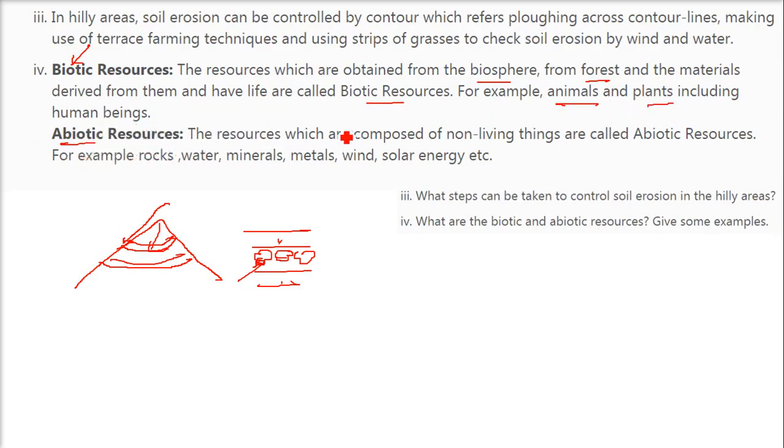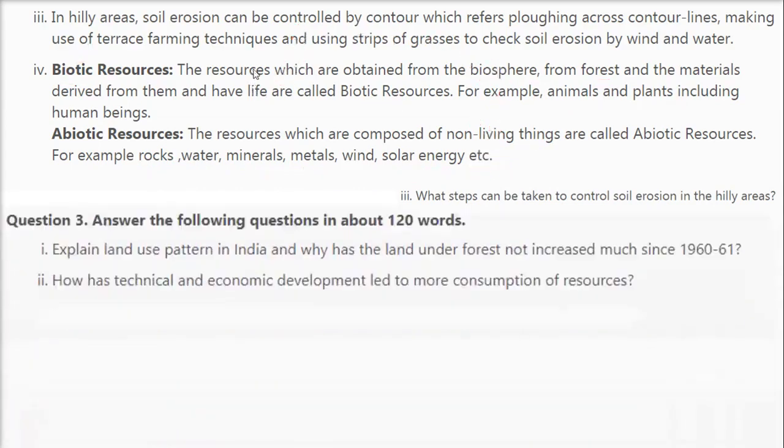When we come to abiotic resources, these are resources composed of non-living things. Here we have living things, here we have non-living things. These are called abiotic resources. For instance, rocks, water, minerals, metals, the wind, solar energy, etc.